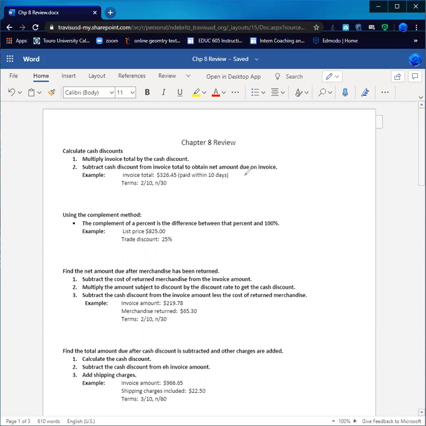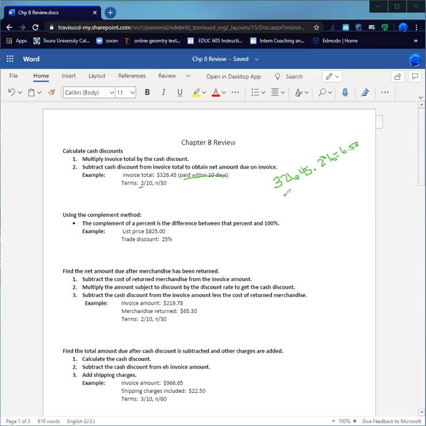So here's my invoice total. It is $326.45. To find the discount, I take the $326.45 and multiply it by the discount percent. Well, this tells me that I have a 2% discount. I'm paying it within 10 days, so I know I'm going to get the 2% discount. So I'm going to multiply that by 2%. When I put that into my calculator, it gives me $6.53.